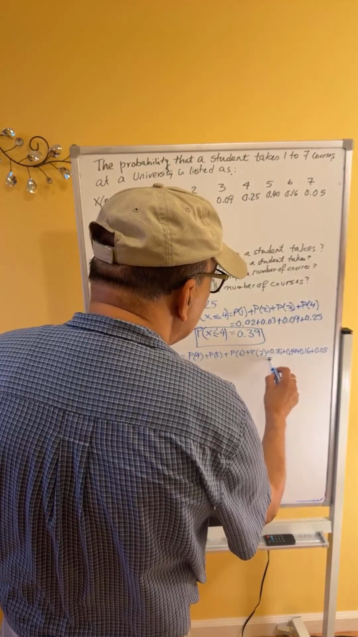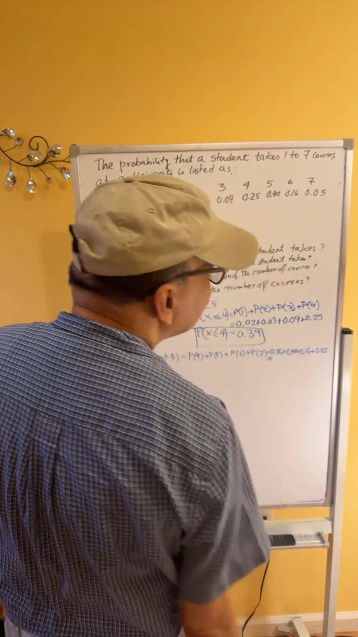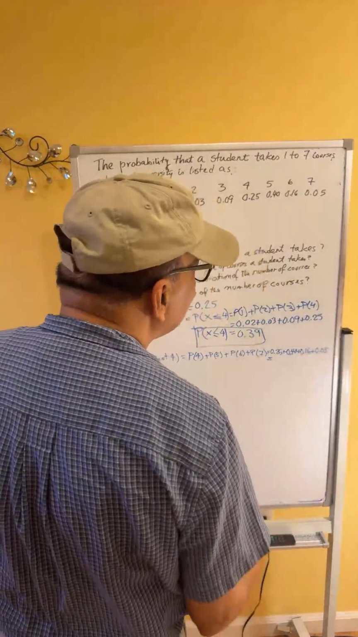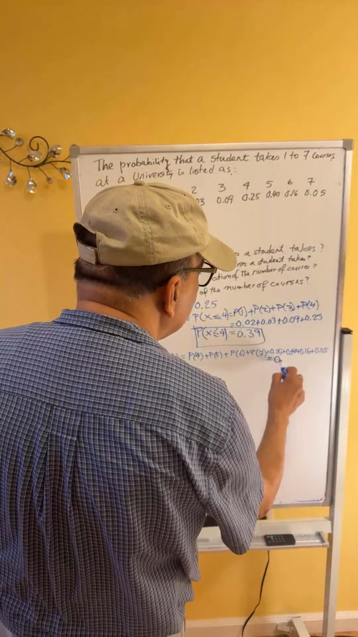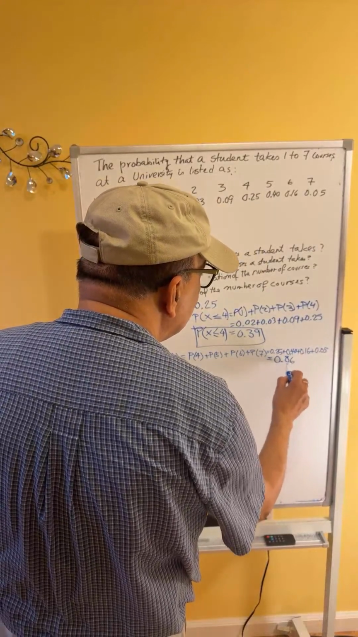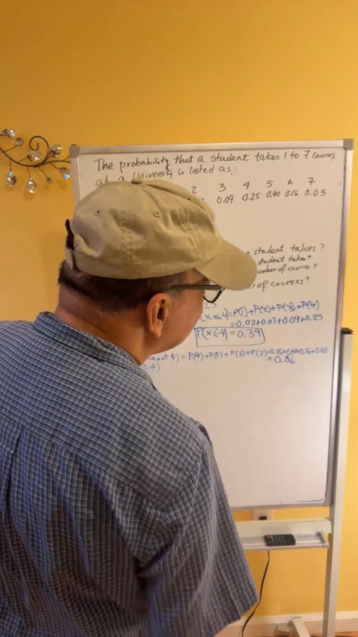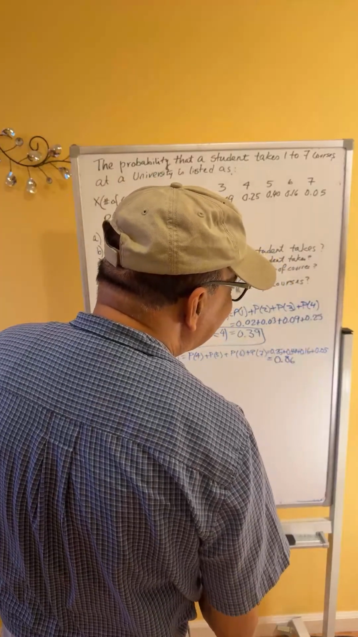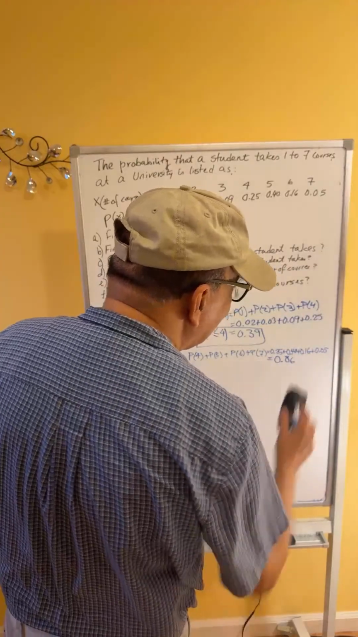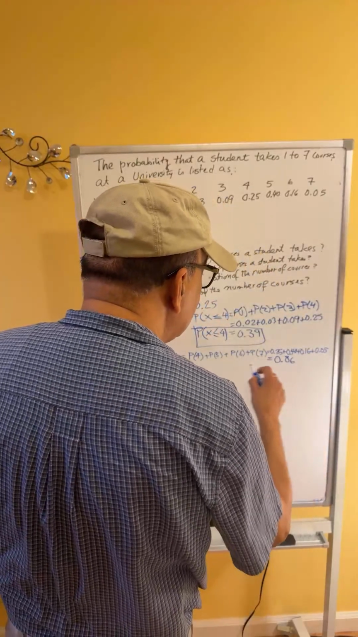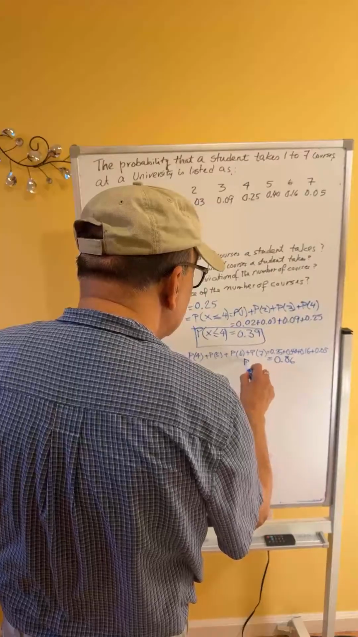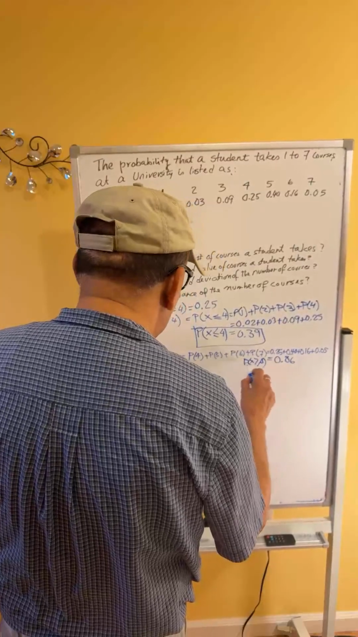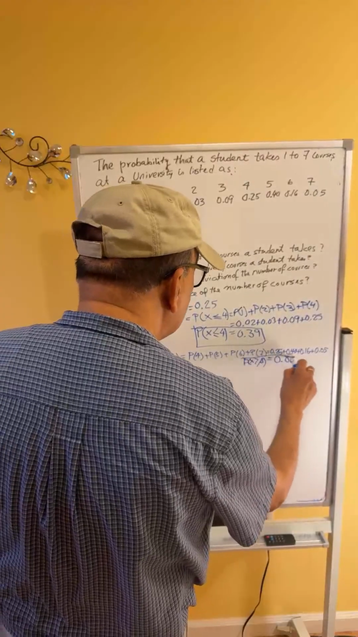which is 0.65 plus 0.16 is 0.81 plus 0.05 is 0.86. Again, 0.25 plus 0.40 is 0.65 plus 0.16 is 0.81 plus 0.05 is 0.86. So that is the answer for probability x greater than or equal to 4.